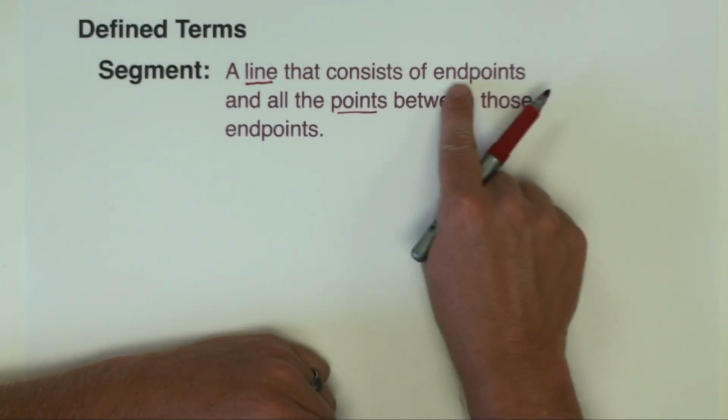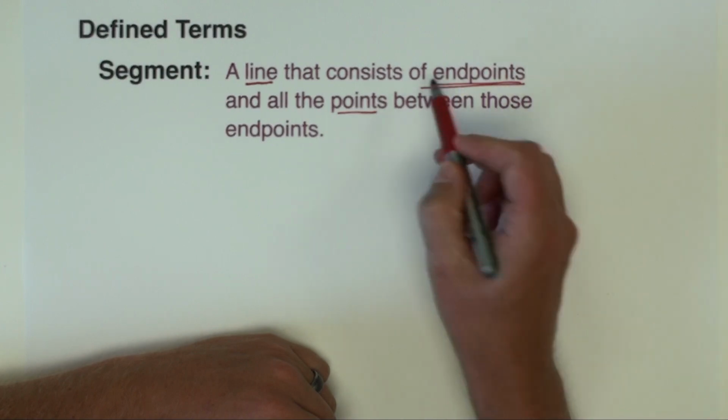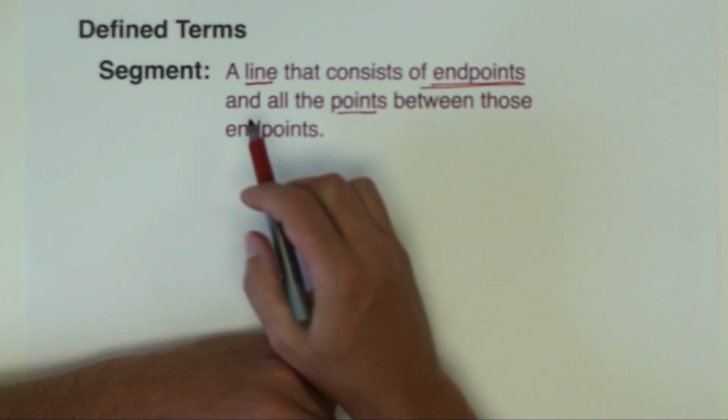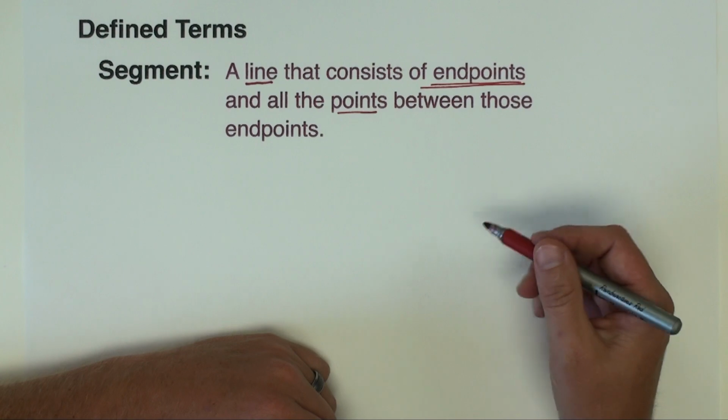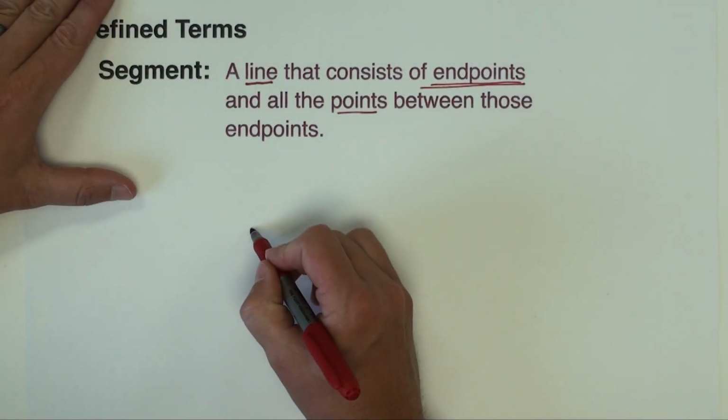Segment is a line that consists of endpoints. So that's different. Endpoints, it's not going to continue on forever. And all the points between those endpoints. Okay, so a segment might look like this.